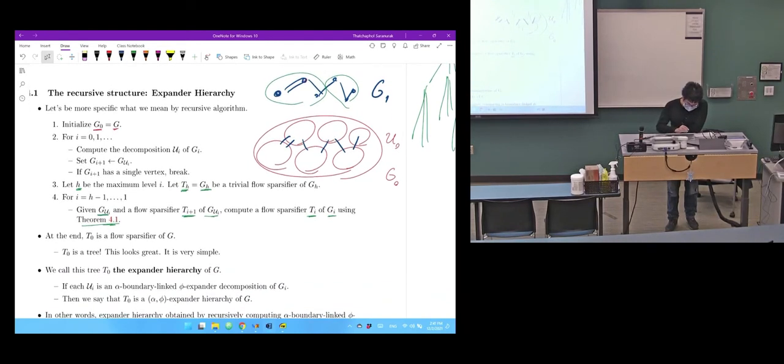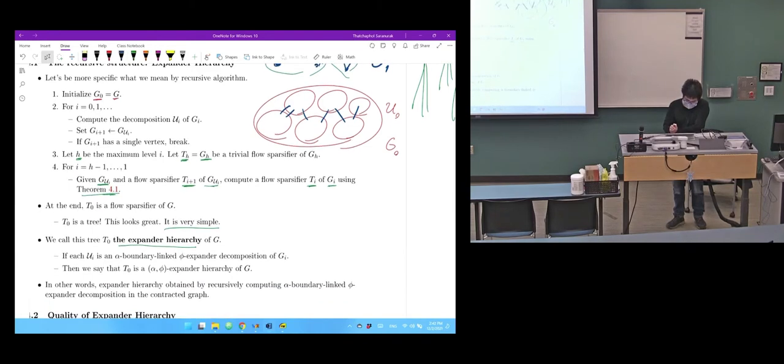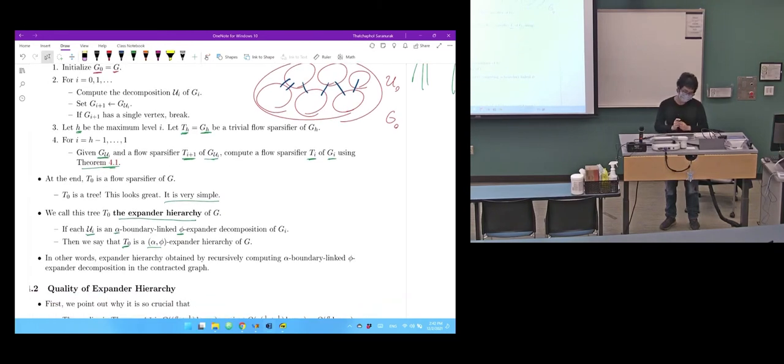So it looks great. It is a tree. It's super simple. Basically this is what we call an expander hierarchy. Because it is built by expander decomposition recursively, and if each of the decompositions is alpha-phi expanding, then we say that this is an alpha-phi expander hierarchy. That's just the definition. It's going to be an important object, expander hierarchy, super strong.